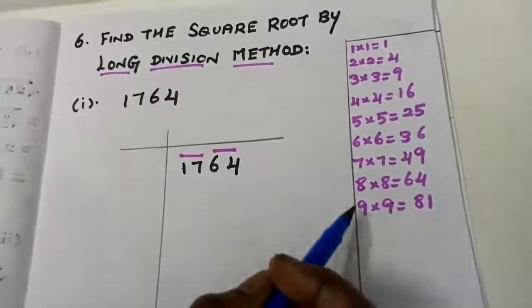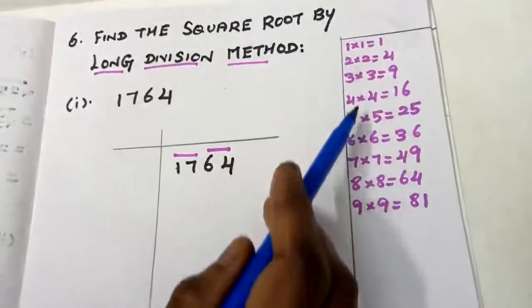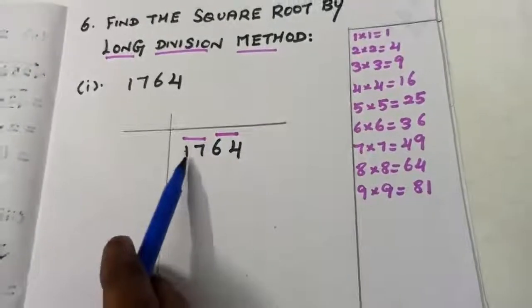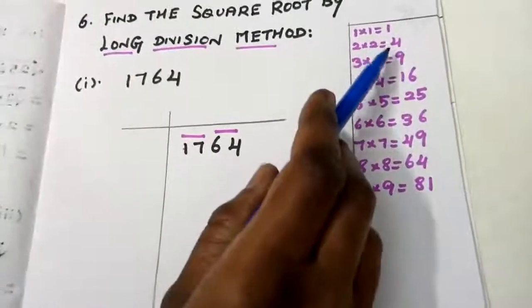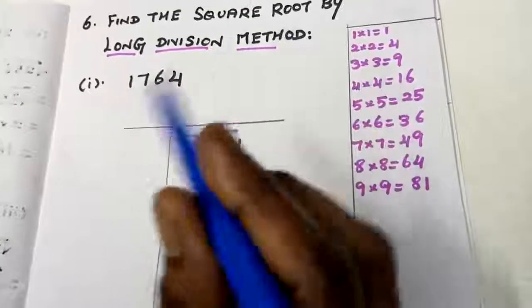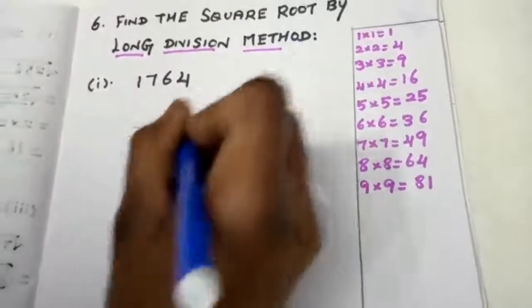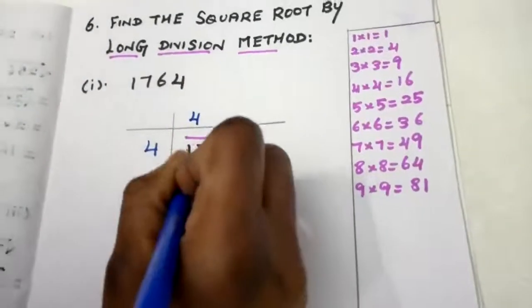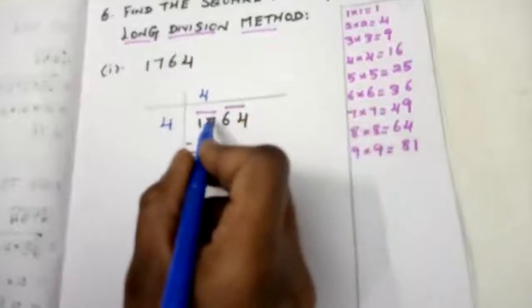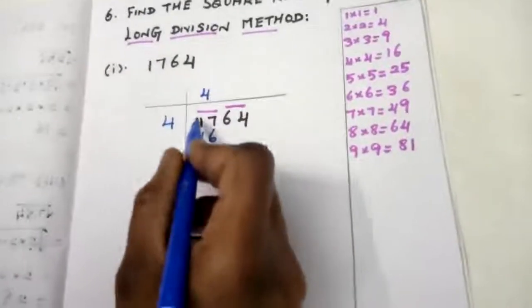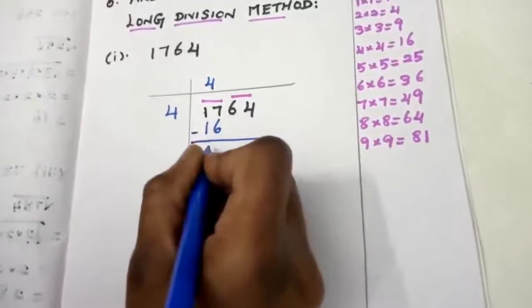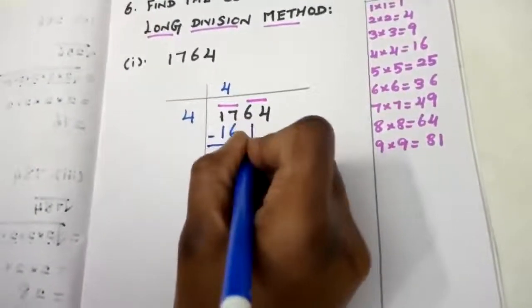Now we are going to come to this place. Since I am finding the square root, I am going to take only this pair of numbers. 17. Just see, I am not getting 17, but the nearest to 17 is 16. 4 4s are 16. So I am going to write like this. Subtract the number. If you subtract, what is the answer? 1 minus 1, 0. 7 minus 6, you will get the value as 1. And bring this 64 down.